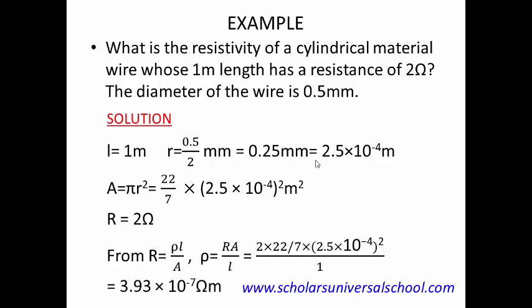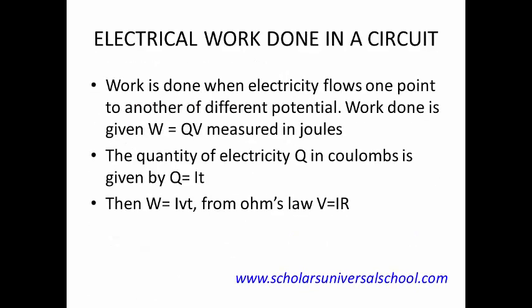We have to find the resistivity of the cylindrical material whose 1 meter length has a resistance of 2 ohms and diameter of the wire is 0.5 millimeters. Let us take out our parameters. The length of the wire is 1 meter and the diameter is 0.5 millimeters. So we have to find the radius. Remember that the radius is your diameter divided by 2.